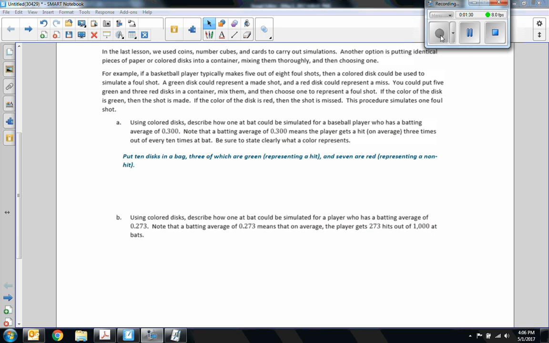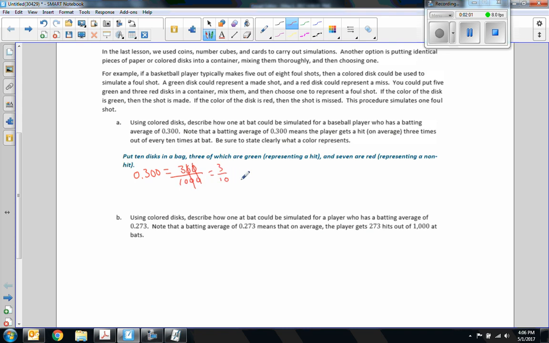Okay, so in order to do this, we would put 10 discs in a bag, 3 of which are green, representing a hit, and 7 that are red, representing a not hit. And the reason we can do this with only 10 is because 0.300 is 300 thousandths. So that's 300/1,000. If I reduce this, those zeros cancel and we end up with 3/10 or simply 0.3. So if I have 3 out of 10, there's our 3 that are green, and 7 that are red. 3 plus 7 is our total 10. So that's where those values came from.